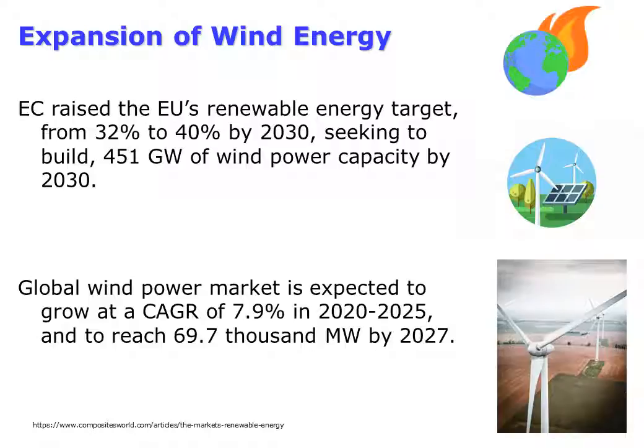For the next years and decades, large expansion of wind energy is planned. Global wind power market is expected to reach 69.7 thousand megawatts by 2027. European Commission raised the EU's renewable energy target from 32% to 40% by 2030, seeking to build 451 gigawatts of wind power capacity by 2030. USA plans massive expansion of wind farms off the coasts, planning to generate 30 gigawatts of offshore wind in the US by 2030.